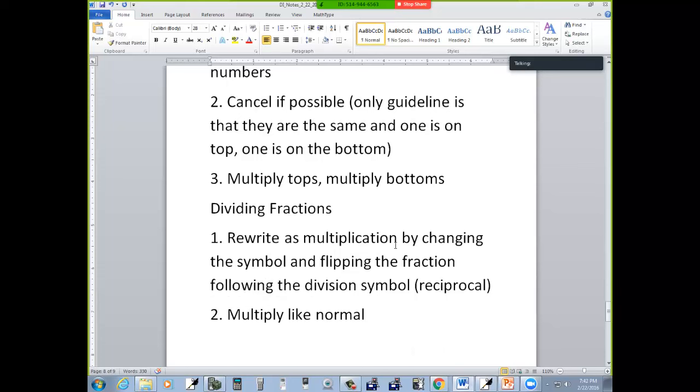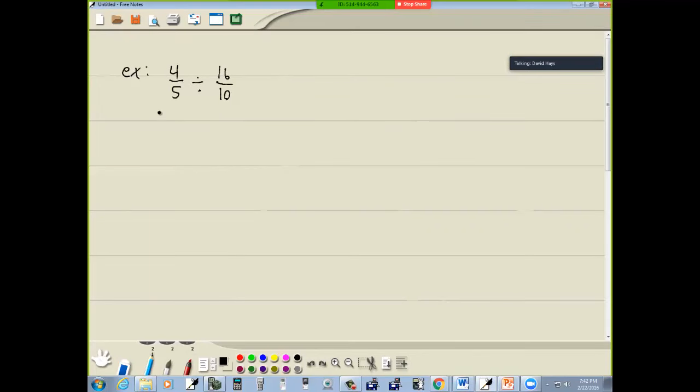Okay, so rewrite as multiplication by changing the symbol and flipping the fraction. So this becomes 4/5 times, so that division becomes times, and then we flip this fraction. Top goes to the bottom, bottom goes to the top. That's what a reciprocal is. Reciprocal means fraction flipped. You swap the numerator and denominator. And then you multiply like normal.